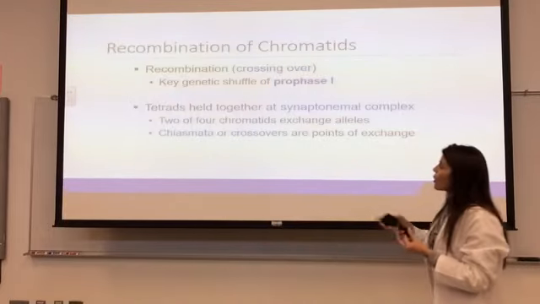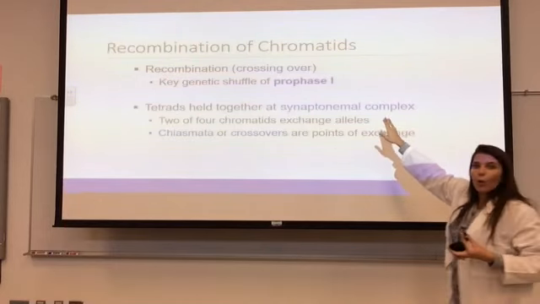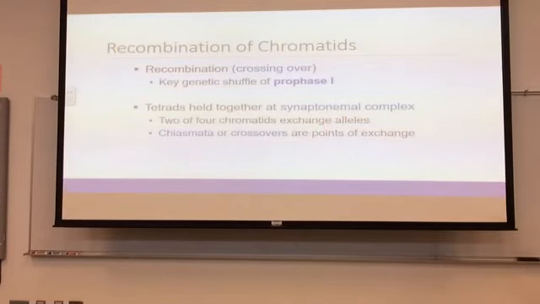I want to go back. So recombination is also called crossing over, and it occurs during prophase 1. Recombination is crossing over, and it occurs during prophase 1.